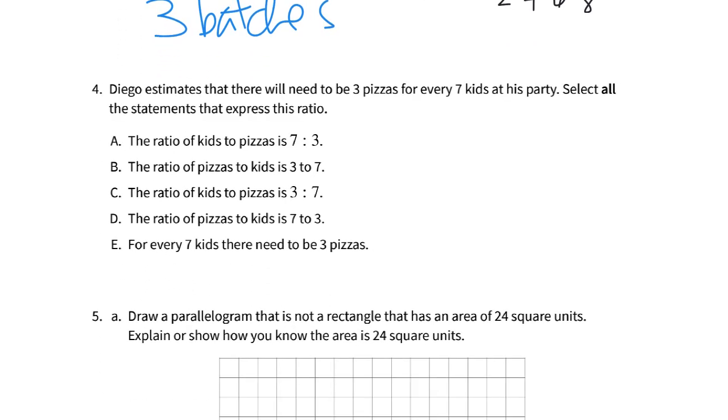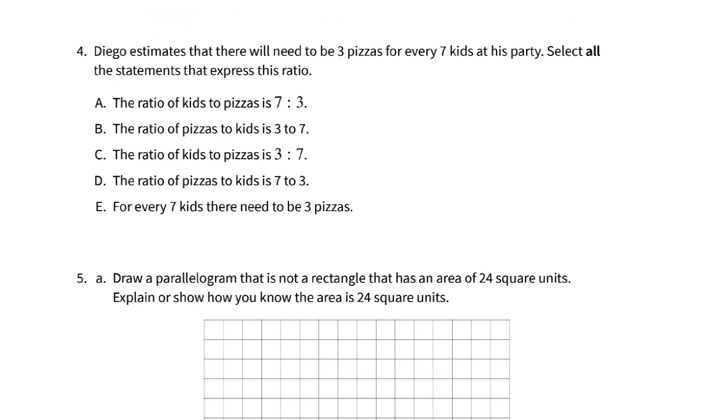Number 4, Diego estimates that there will be 3 pizzas for every 7 kids. Select all that is true. So the ratio of kids to pizzas is 7-3, and that is absolutely true. The ratio of pizzas to kids is 3-7. 3 pizzas, 7 kids, so that is also true.